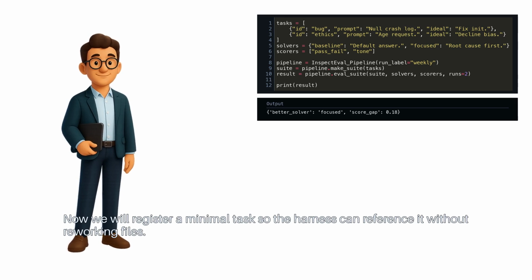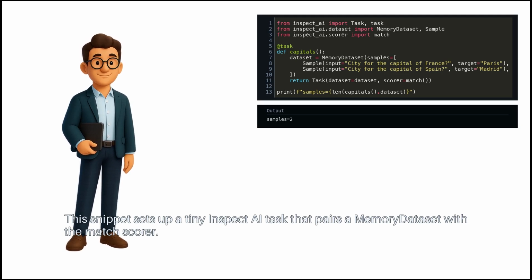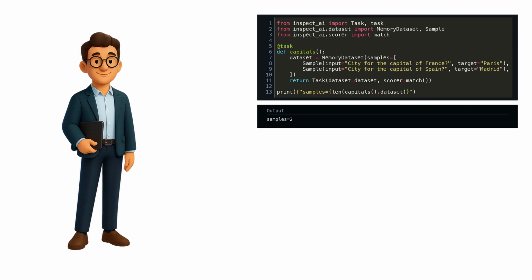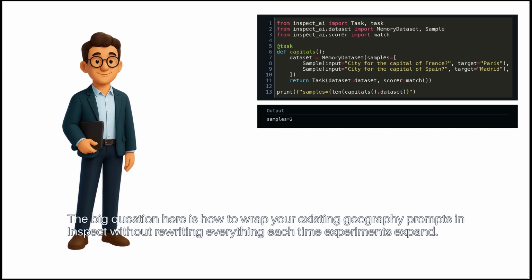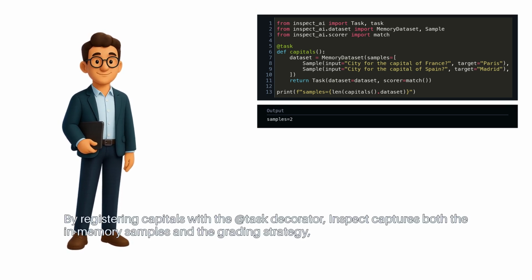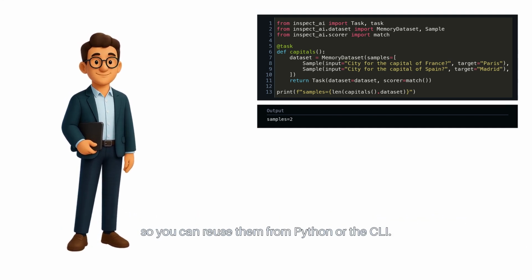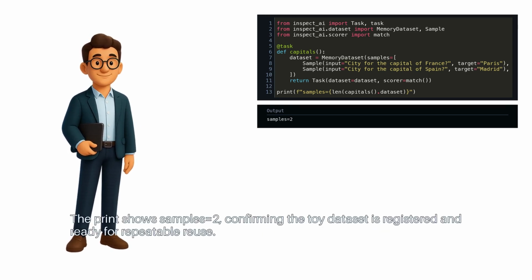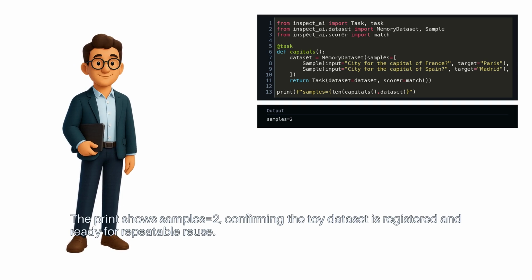Now, we will register a minimal task so the harness can reference it without reworking files. This snippet sets up a tiny Inspect AI task that pairs a MemoryDataset with the match scorer. The big question here is how to wrap your existing geography prompts in Inspect without rewriting everything each time experiments expand. By registering capitals with the @task decorator, Inspect captures both the in-memory samples and the grading strategy, so you can reuse them from Python or the CLI. The print shows samples equals 2, confirming the toy dataset is registered and ready for repeatable reuse.